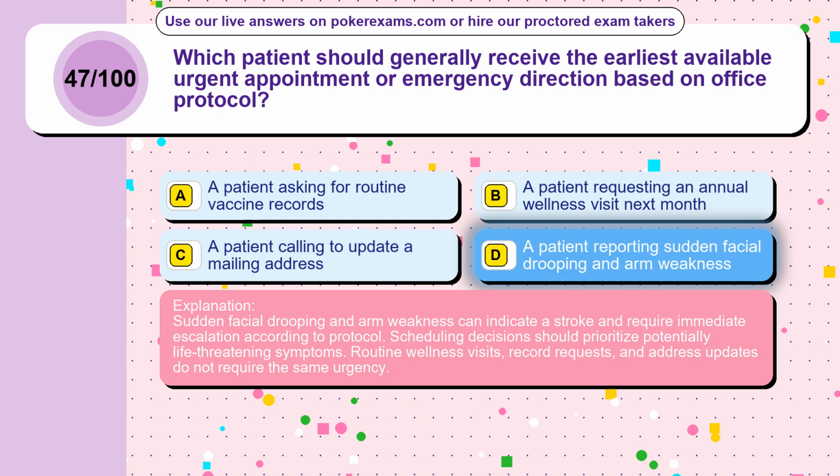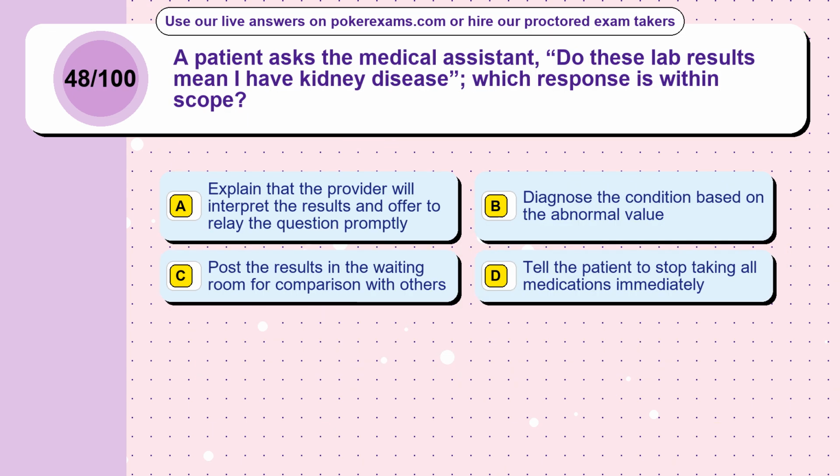Routine wellness visits, record requests, and address updates do not require the same urgency. Question 48. A patient asks the medical assistant, "Do these lab results mean I have kidney disease?" Which response is within scope?